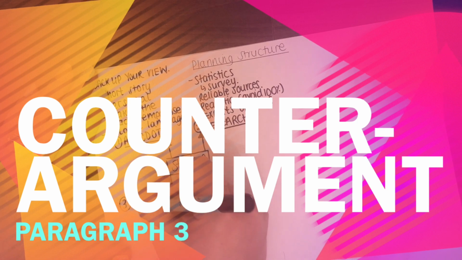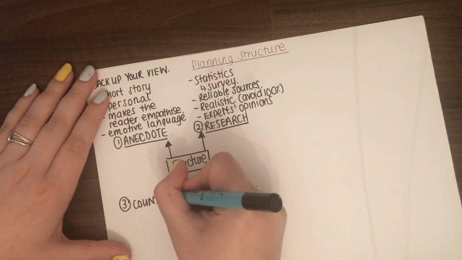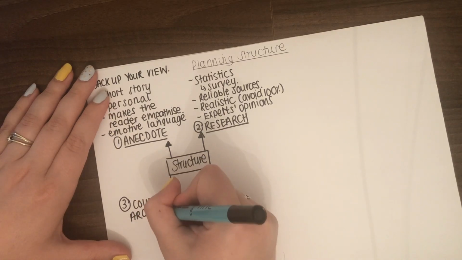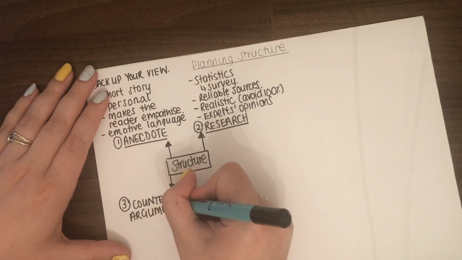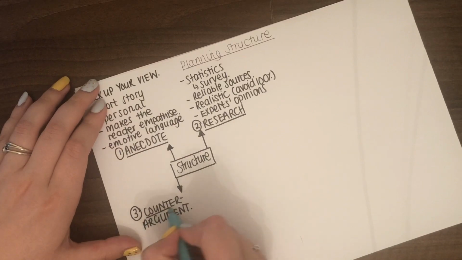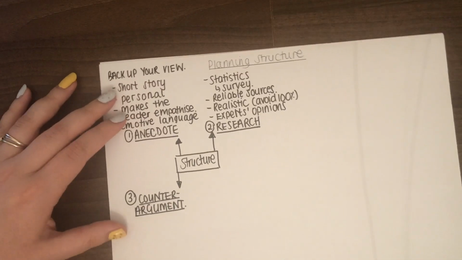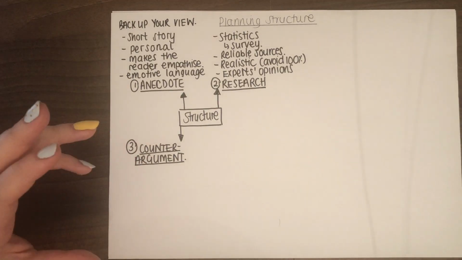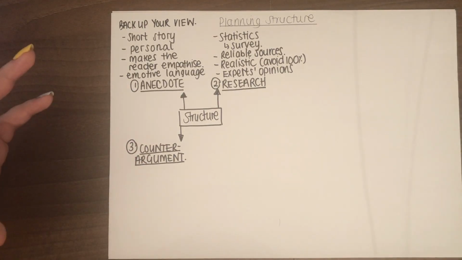is your counter-argument paragraph. Now, I know I just said you're not going to give both sides, and it's really important that I am not saying you are giving both sides. What you need to do in this paragraph here is you're going to say what other people think and explain why they're wrong, right?